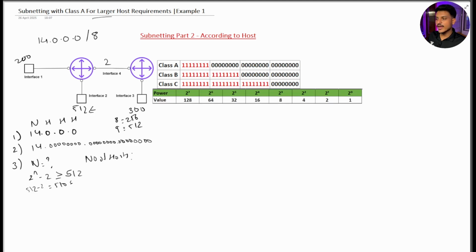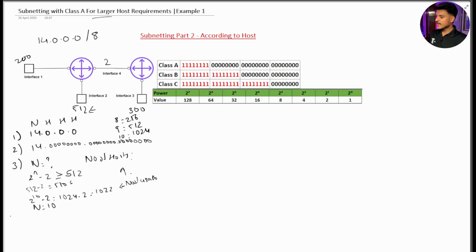So we have to take the next possible value, that is with the power of 10, which is 1024. So we have to take this one. Now 2 raised to 10 minus 2 gives us 1024 minus 2, that is 1022 usable hosts. So the number of usable hosts will be 1022, and the value of n is 10 only.